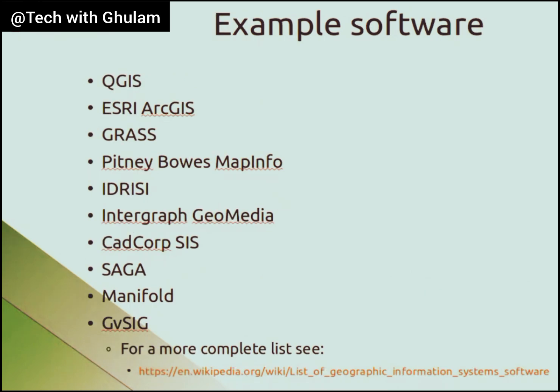Just to give you a quick overview of some of the names of software packages that you might come across. Different ones such as the open source QGIS, and then there are proprietary ones such as Esri's ArcGIS. GRASS is another open source one. MapInfo, Idrisi and GeoMedia are all proprietary. SAGA is an open source package that handles GIS data, although it's very good at dealing with raster data sets in particular. And there's a more complete list available at the link that I've put there.